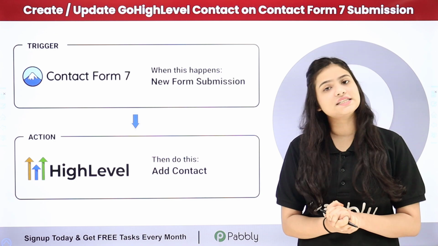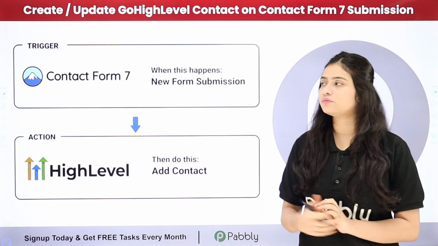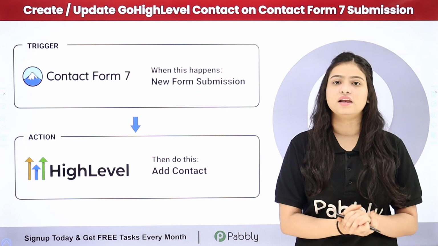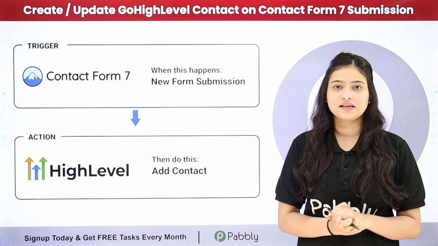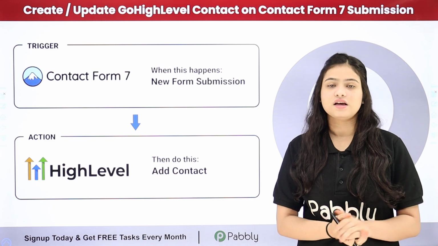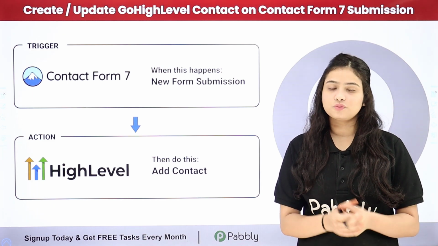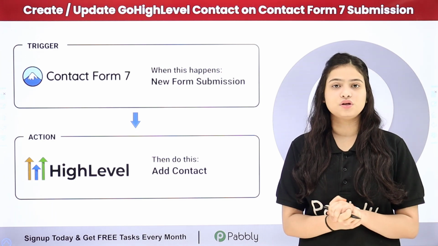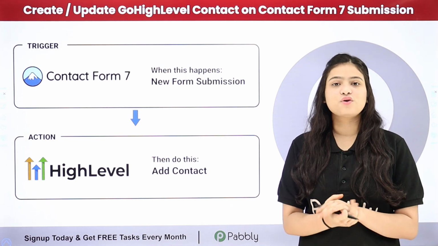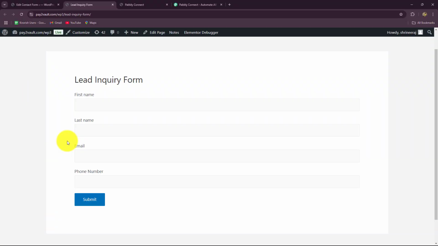Now, to automate this entire process, we will have to set up the connection between Contact Form 7 and GoHighLevel CRM, and we are going to do that without any coding or programming skills, simply with the help of Pabbly Connect. So if you also want to learn this amazing automation step by step for your business, and you want to know how this automation is actually going to work, let me take you all towards my screen. Welcome to my screen, everyone.